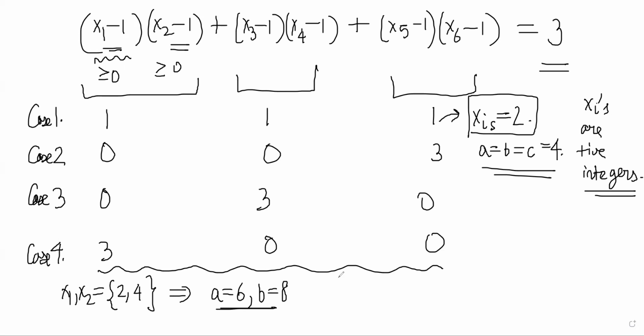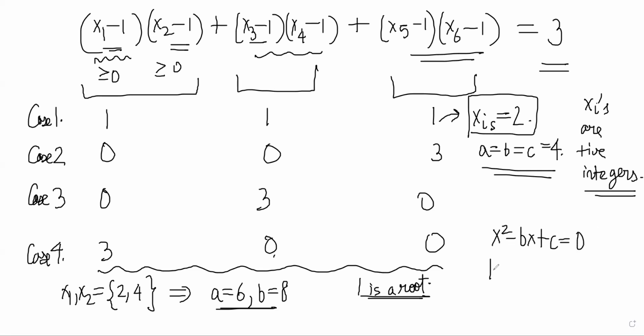And now the other two polynomials have to have 1 as a root, because then only if 1 is a root can this be 0 and this also be 0, right? And if 1 is a root, obviously the second polynomial, the equation for the second one was x square minus bx plus c, and 1 is a root. So 1 minus b plus c is equal to 0. c is equal to b minus 1. b is 8, so c is 7. So A, B, and C are coming out to be 6, 8, and 7 in this case.